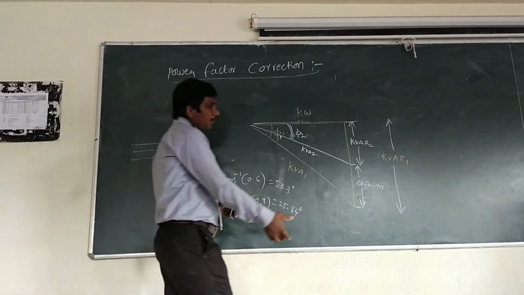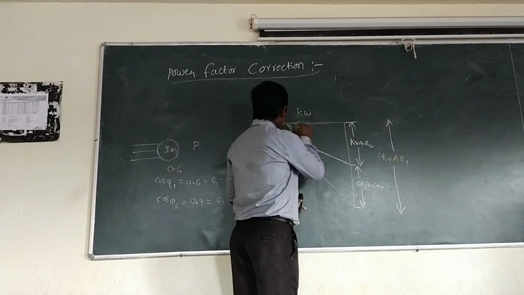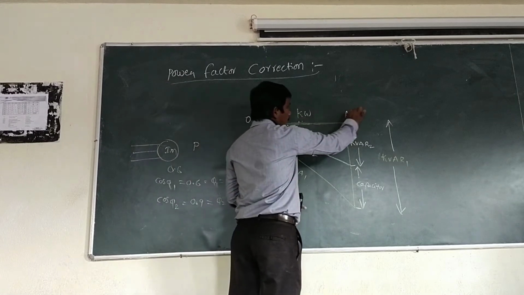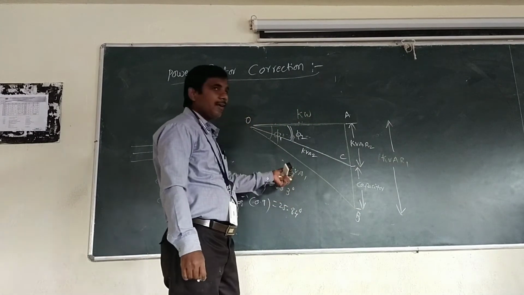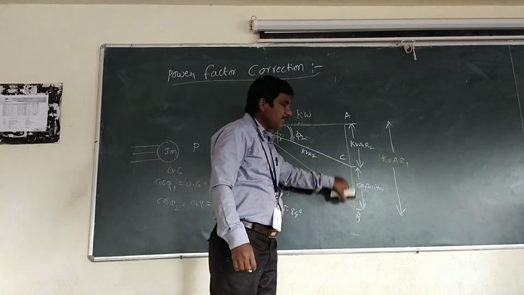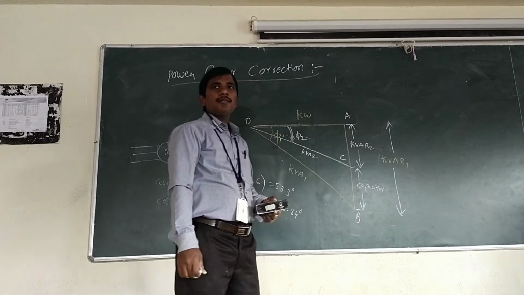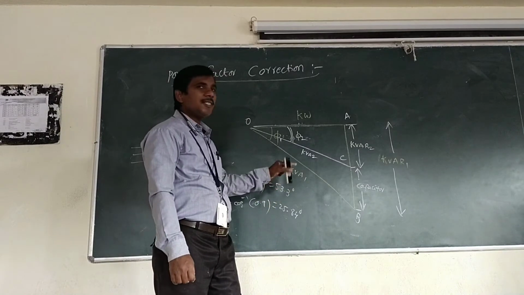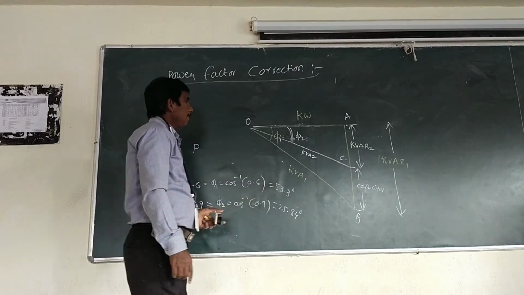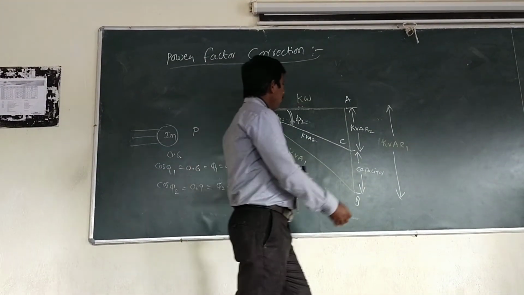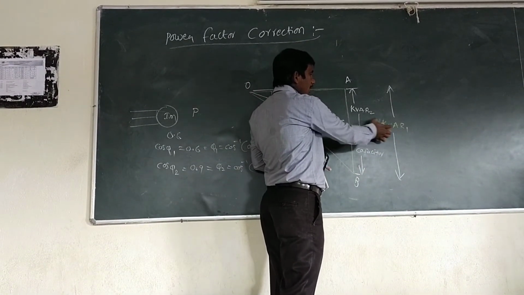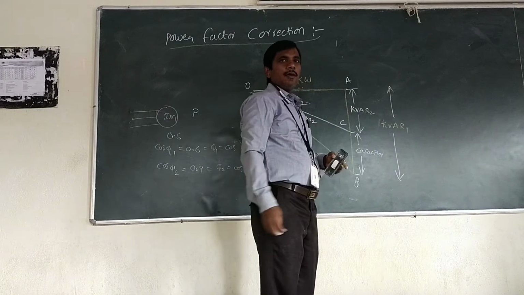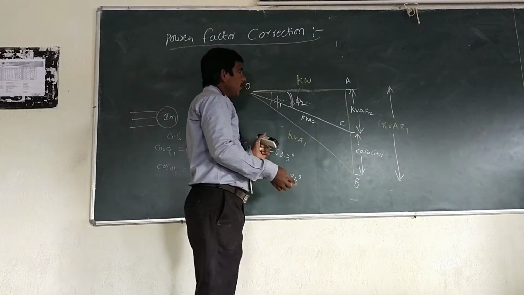This is the improved power factor. Assume the triangle is O, A, B, C. Now the kVA rating of the capacitor bank is BC, and BC is what we want to calculate. To calculate BC, we have to take kVA 1 minus kVA 2. Which angle do we have to take?